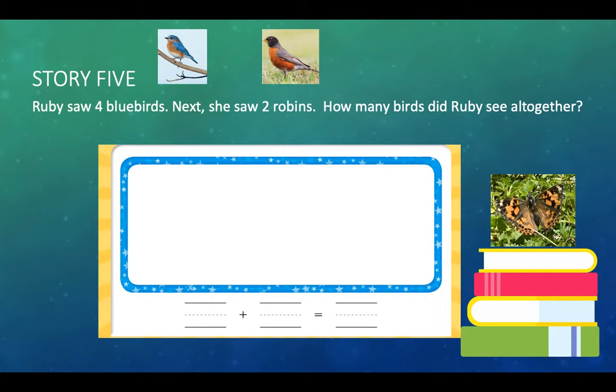Ruby saw 4 bluebirds. Next, she saw 2 robins. How many birds did Ruby see altogether? So remember, you're looking for those clue words. You're looking for the numbers. Go ahead and start on those.